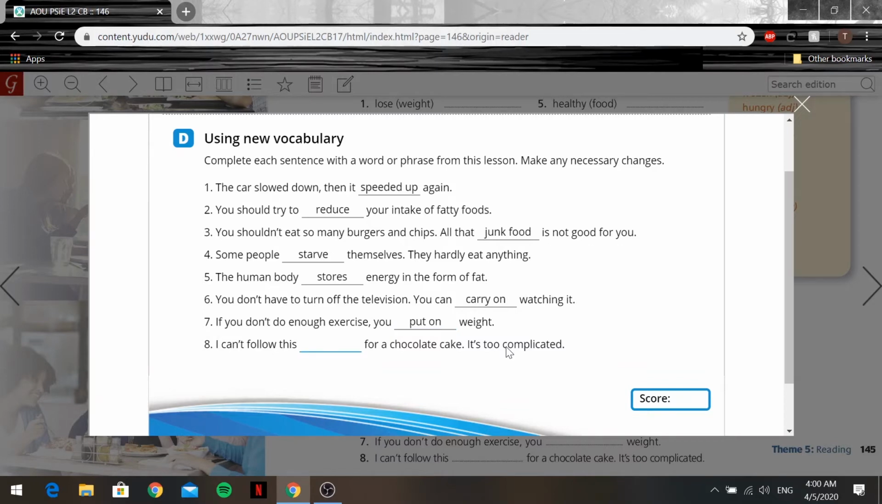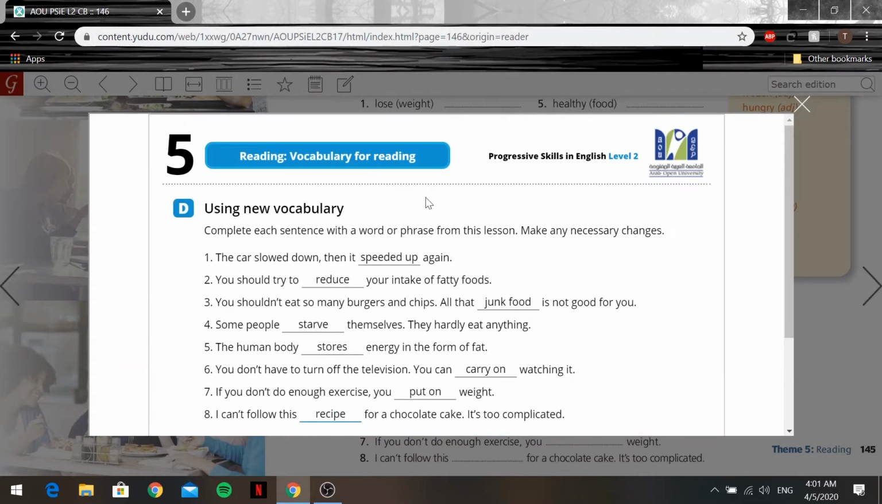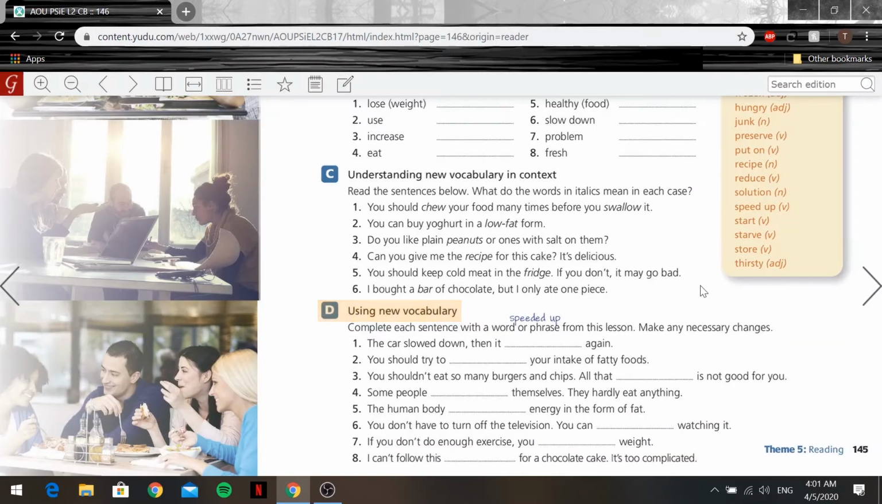Finally, eight, I can't follow this dash for a chocolate cake, it's too complicated. This one's pretty simple, we'll say recipe. Okay, I can't follow this recipe, like we said, a set of instructions to make a certain food type. So I can't follow this recipe for a chocolate cake, it's too complicated. Okay, so that was exercise D. That was the first page of the reading section, you guys.